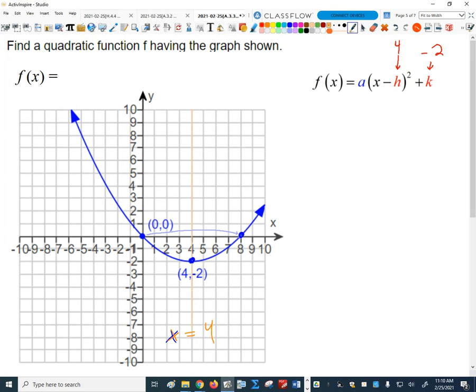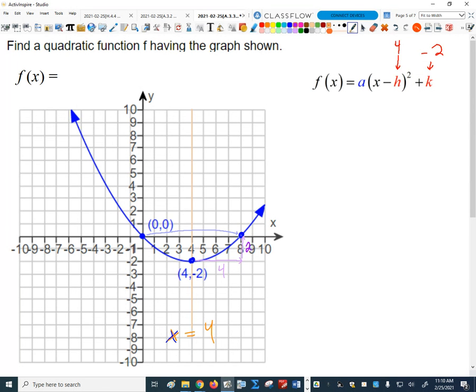But what about A, though? We got to figure out A. So let's pick 2 points that are convenient. There's 2 convenient points right now. What's going on with these 2? So it looks like we're going over by how much? 1, 2, 3, 4. And I'm going up by 2.